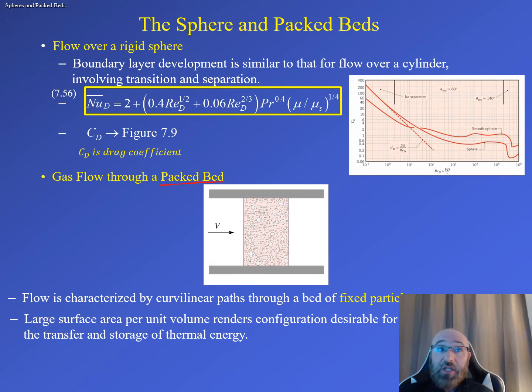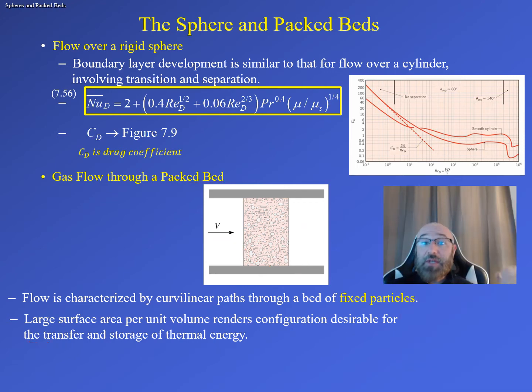So in particular, let's take a look at gas flow through a packed bed. And that's what we have in this figure here. We can see our packed bed in the center. We can see our flow moving at a velocity V. Now this flow is going to be characterized by curvilinear paths through a bed of fixed particles. Now this large surface area per unit volume renders the configuration desirable for the transfer and storage of thermal energy.